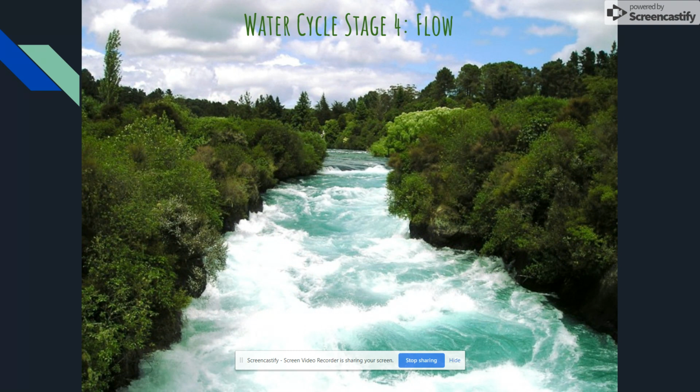Flow is the fourth and final stage of the water cycle. Through precipitation, water falls back onto Earth's surface. Some water flows downward and ends up in the sea, lakes, or rivers. Some soaks into the ground and becomes groundwater, which feeds the plants. From there, the water cycle starts all over again.